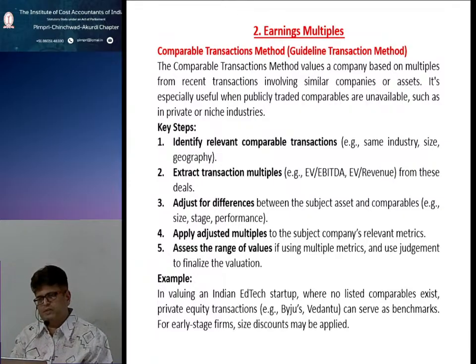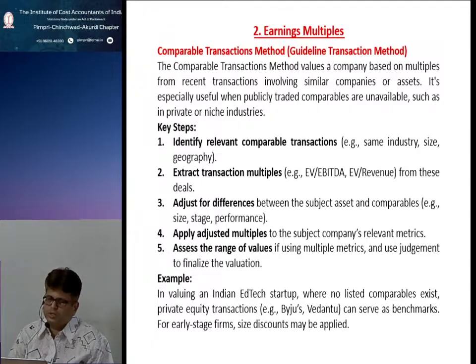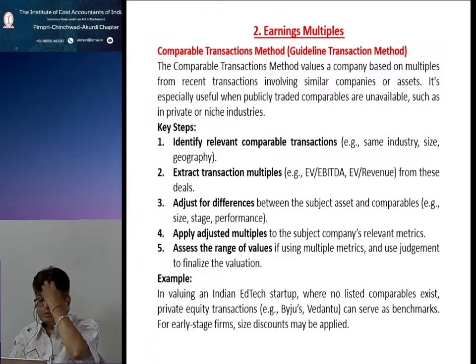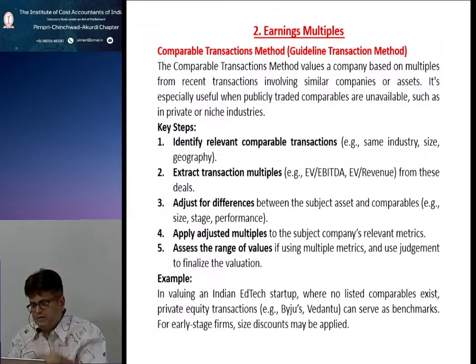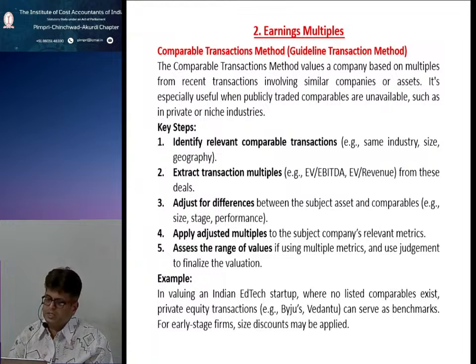So just for the sake of the listeners, typically the study material has given the various concepts, and I have tried to put it across in my own simple words, trying to understand or make understand the concept that has been mentioned in the study material. So these precisely are the key steps, you will find them in the study material itself, which I have tried to simplify over here. So apply adjusted multiples is the fourth step to the subject company's relevant metrics, and then finally assess the range of values if using multiple metrics, and use judgment in finalizing the valuation.